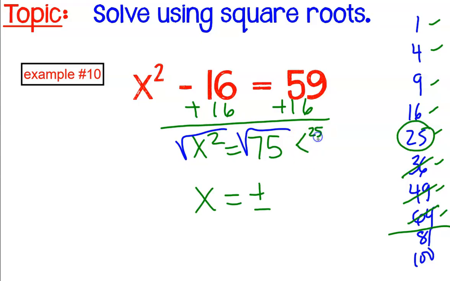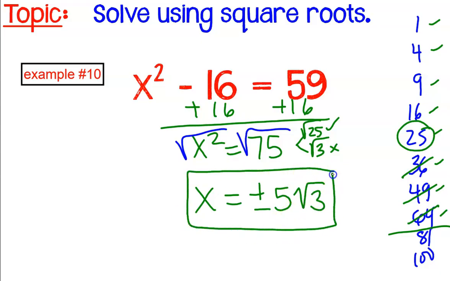75 is 25 times 3. Perfect. So we have the square root of 25 and the square root of 3. This one can be square rooted, this one cannot. So I square root 25, out comes a 5, and the square root of 3 remains behind. So the answer is x equals plus or minus 5 square roots of 3.